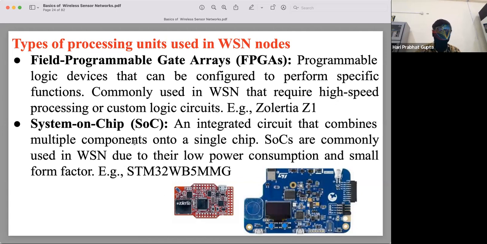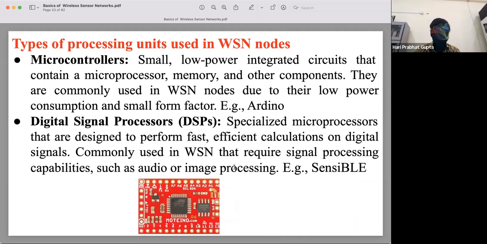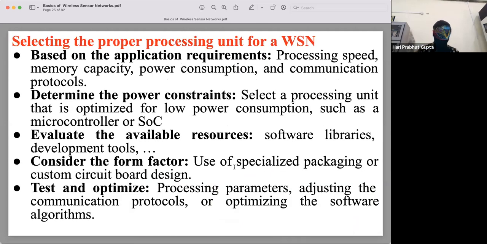Last and final is the SoC, system on chip. This is a complete system, an integrated circuit that combines multiple components on a single chip. It also has low power consumption and small size. STM32 is an example of a system on chip. The difference is that they have multiple components, not only the processing unit, but also other components. So these are the 4 categories. Based on your requirement, you can select and use it.